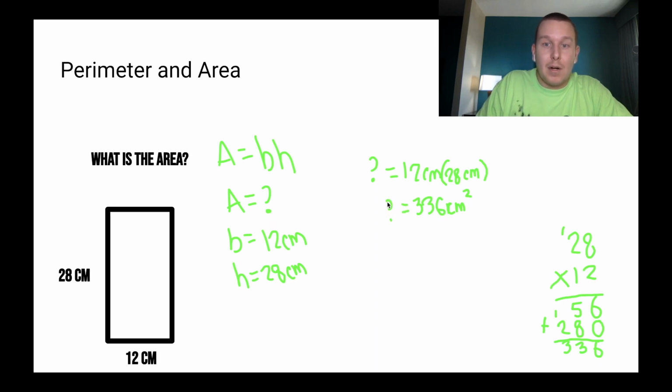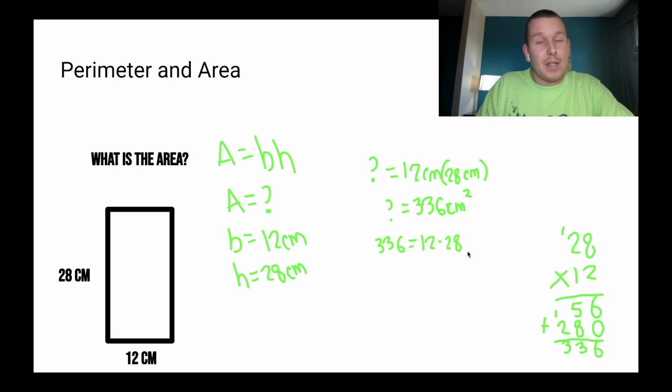So remember, in area we're counting how many squares, so it's going to be centimeters squared. Now, something that we do want to make sure we do is go back and check if our answer is good. So we're going to put 336 on this side, and 12 times 28 on the other side.